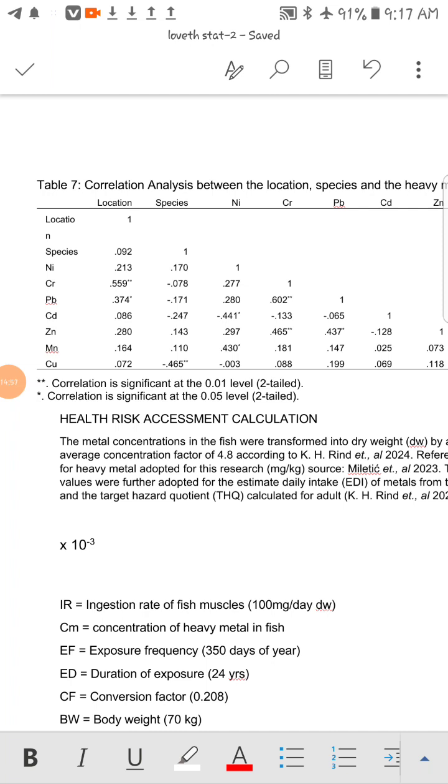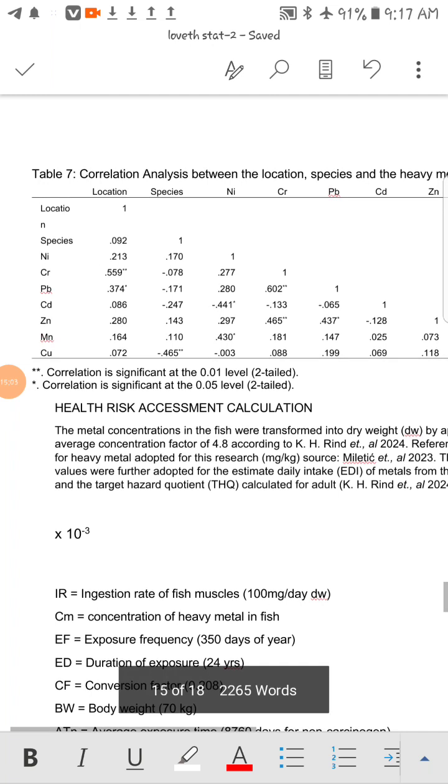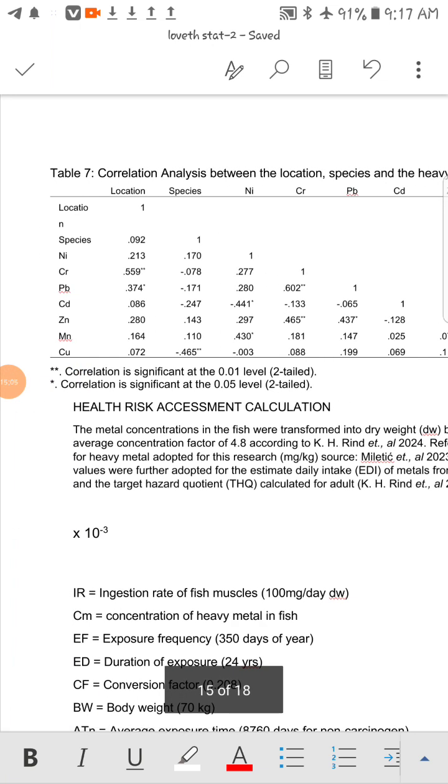Now, if you also notice, some are negative, some are positive. If you read the statement, some are positive, some are negative. What it means is simply telling you the direction of the correlation. So if it's negative, that means as the vertical axis, let's say chromium, is increasing, then the species growth is being affected.